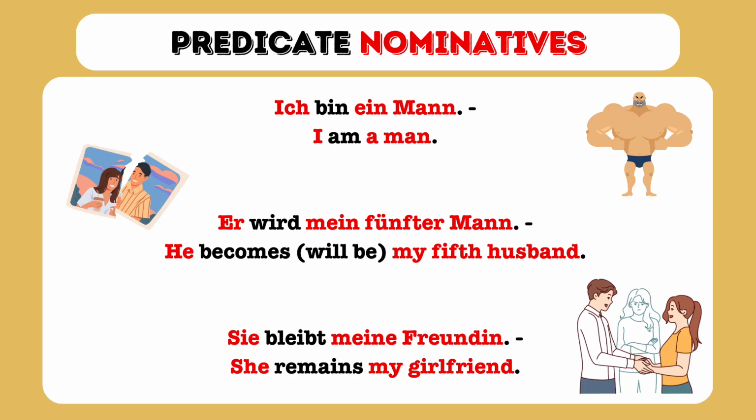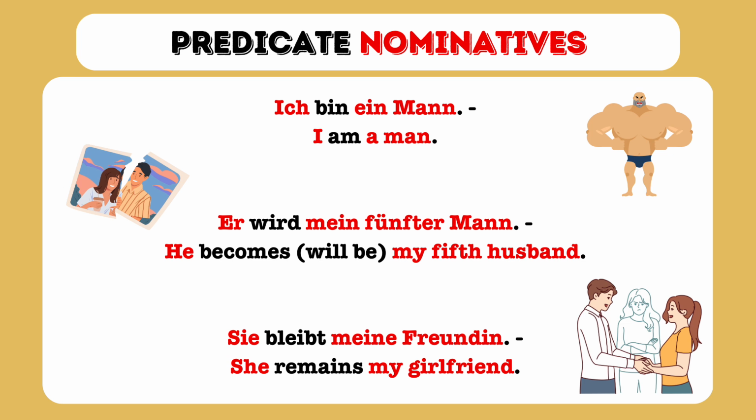Er wird mein fünfter Mann. He becomes, or will be, my fifth husband. Again, if you put an equal sign in between here, you would have he equals my fifth husband. It basically means the same thing, so we have a predicate nominative.